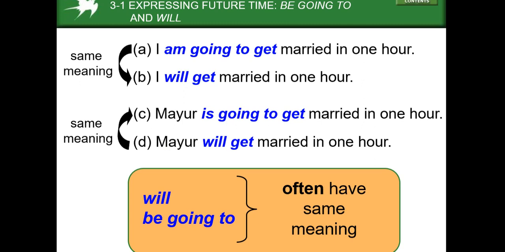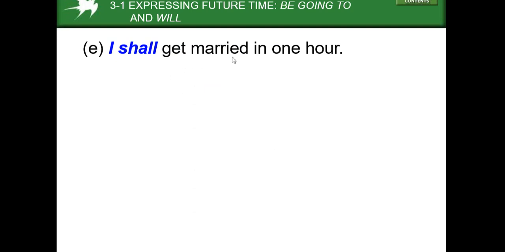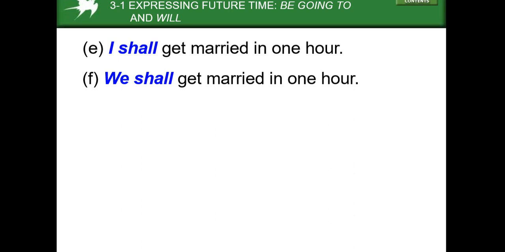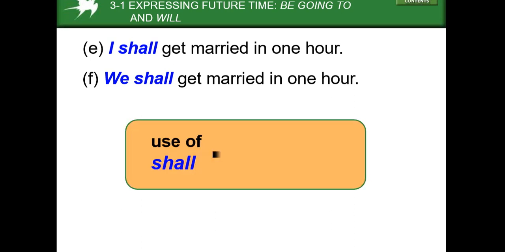So will and be going to often, pay attention, often have the same meaning. Okay, not always, but often. Remember, often is not the same as always. I shall get married in 1 hour. Shall is also used to express future, okay? But it is for formal situations and it is less frequent, okay? We shall get married in 1 hour. So the use of shall is infrequent and formal, okay?